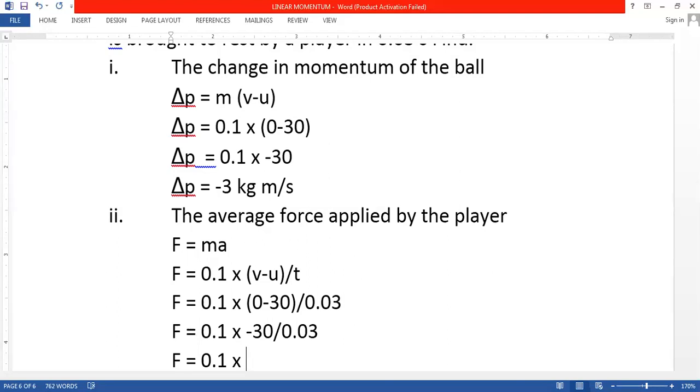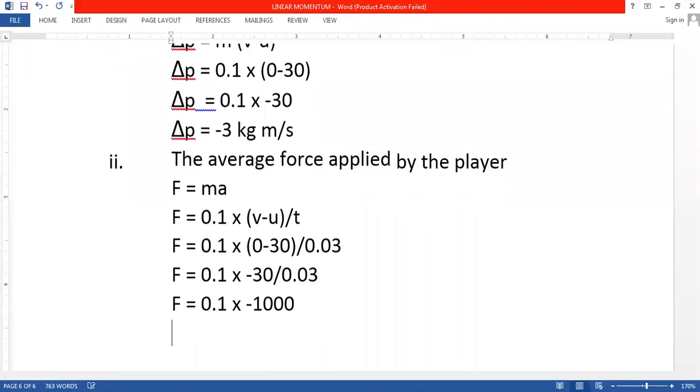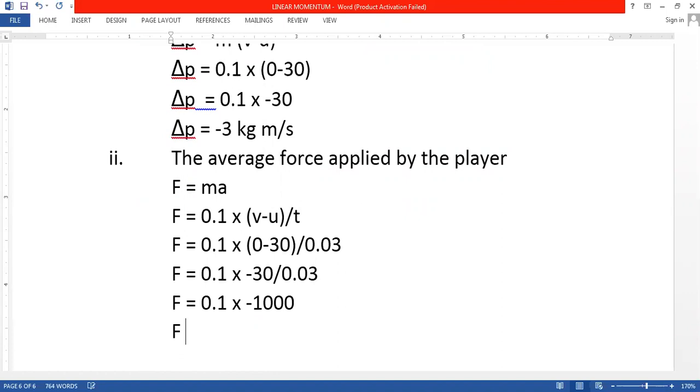So we get the answer as minus 30 divided by 0.03. How much is it coming? It is coming out to be minus 1000. Exactly. And F is equal to 0.1 into minus 1000, which will come out to be minus how much? 100. Exactly. Minus 100. Very good, beta.